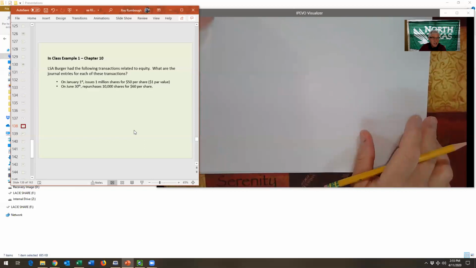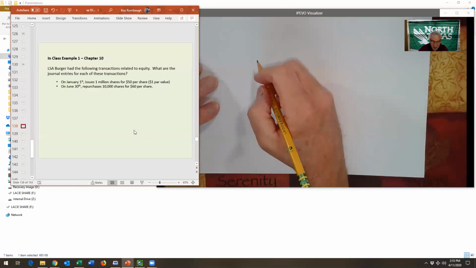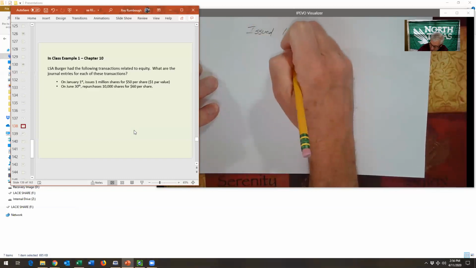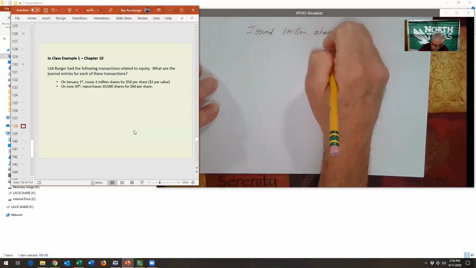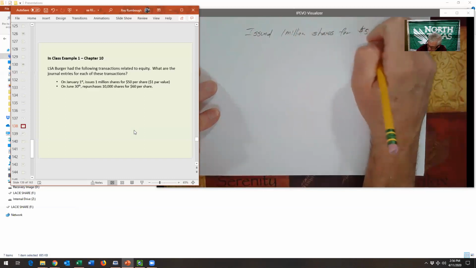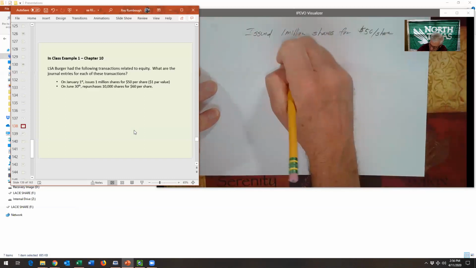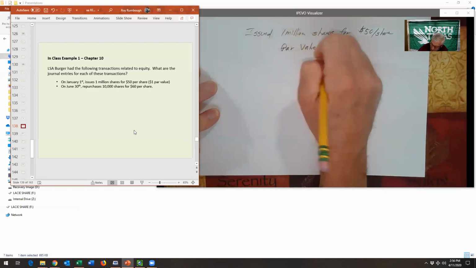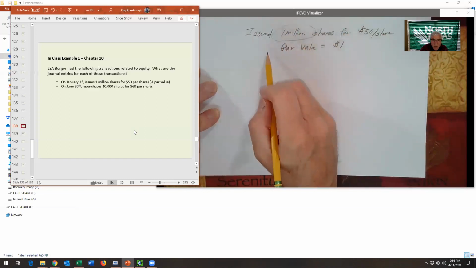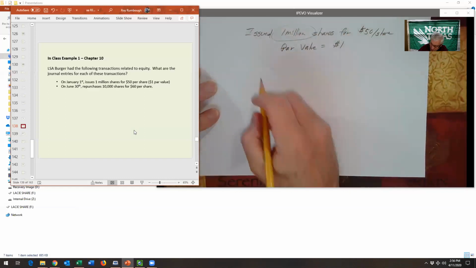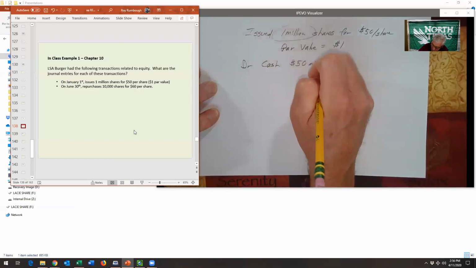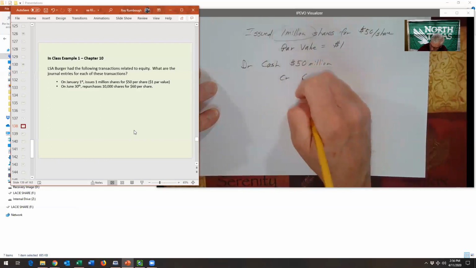All right, hopefully you got this right. So here we are. They issued 1 million shares, and they sold them for $50 per share. Par value equals $1. So how much cash did they receive? They sold 1 million shares times 50 each, so they got $50 million. So debit cash for 50 million, and credit common stock account.